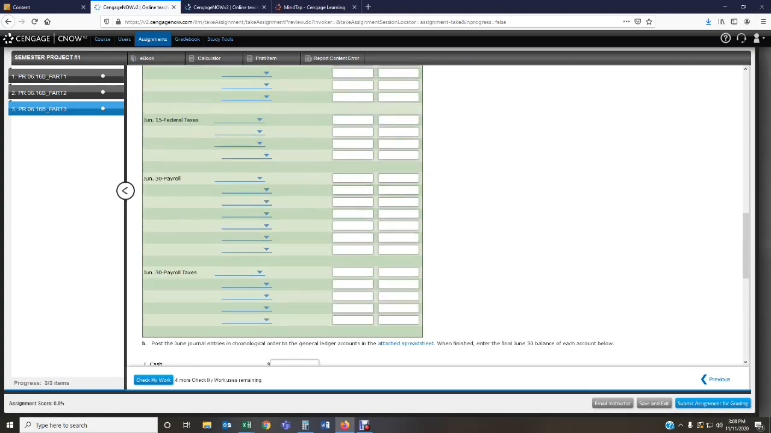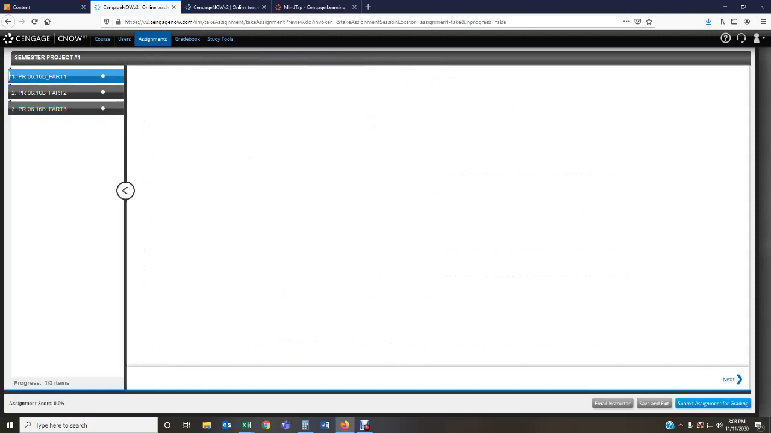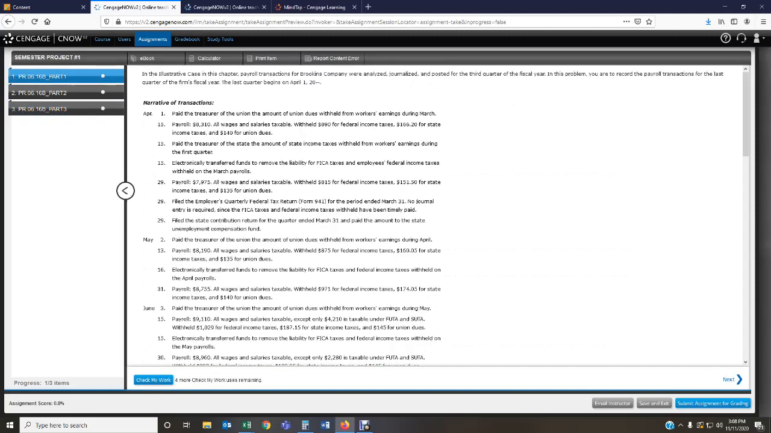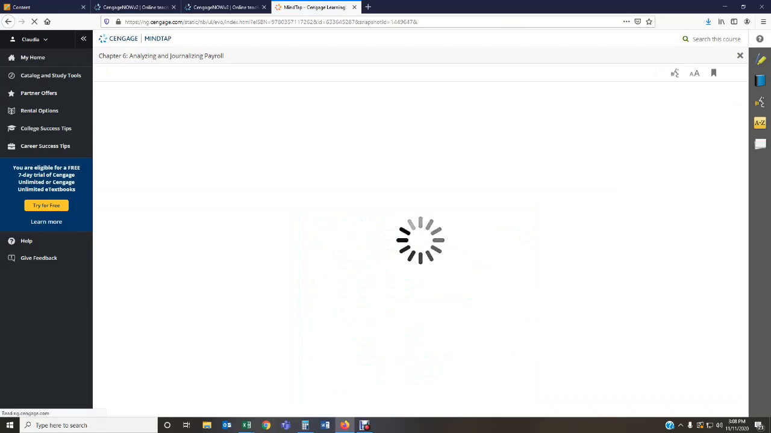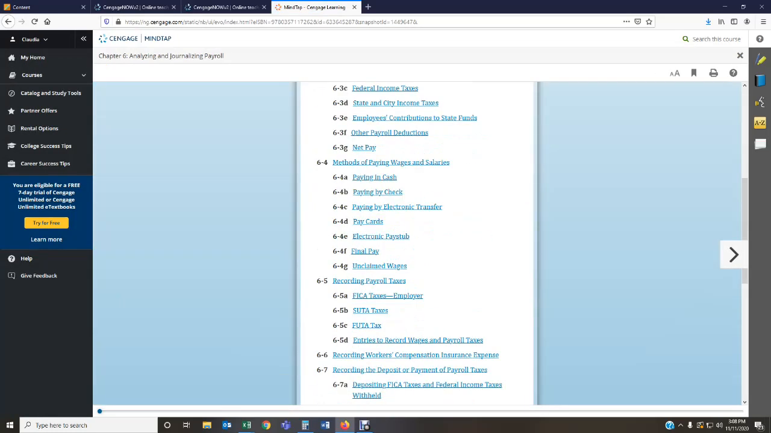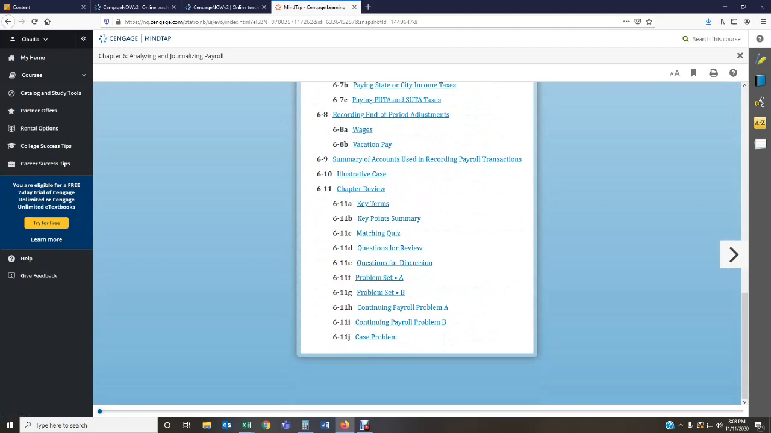So it says here, this is an illustrative case in the chapter. It says in the illustrative case in this chapter, payroll transactions for Brook & Company were analyzed, journalized, and posted for the third quarter of the fiscal year. Now, if you want some form of guidance or kind of understand what you're doing, I would recommend you go to the ebook, okay? And then once you go to chapter 6, at the very bottom, right here, 610 is the illustrative case, okay?